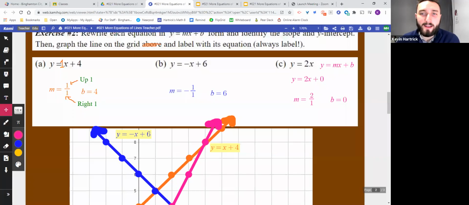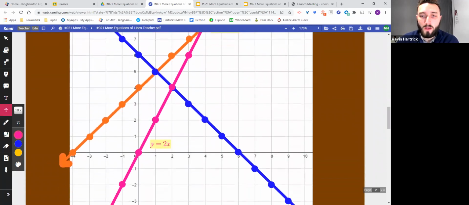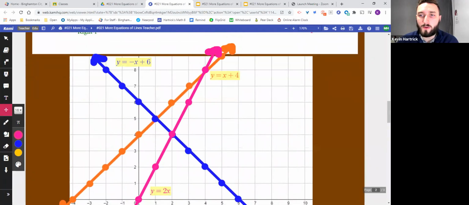All right, welcome back. Hopefully you guys had a chance to do B and C on your own. We already talked about C. The y-intercept was the origin. Our slope, when written in ratio form, is 2 over 1. So we start at (0, 0), up 2, right 1, up 2, right 1, and so on. So this pink line here should have been your y equals 2x.